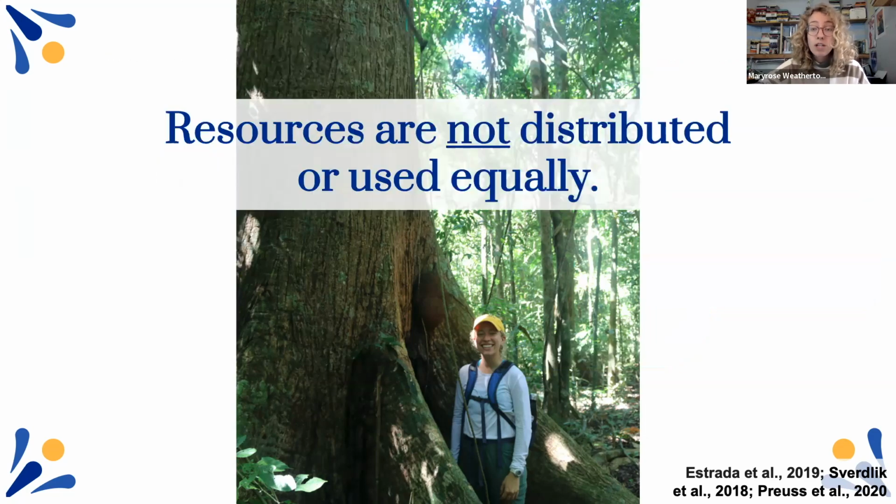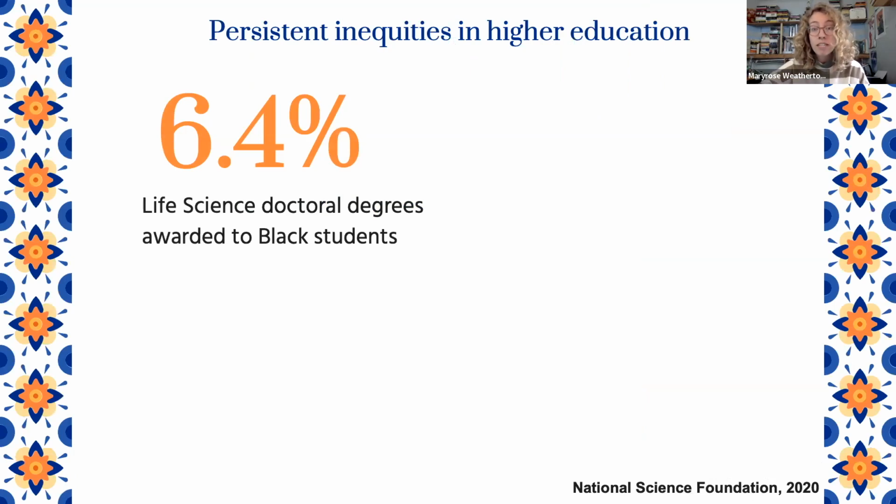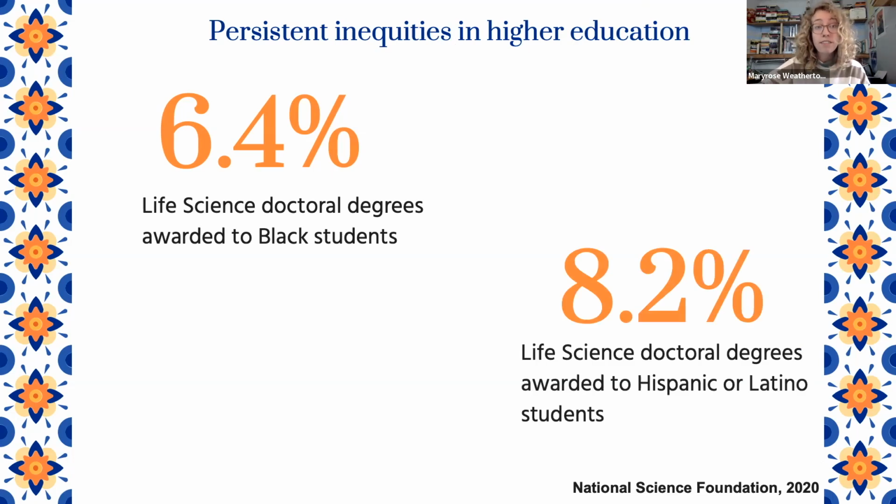This unequal distribution and use of resources may be related to the unequal success and persistence that we see within graduate programs. So, for example, within the life sciences specifically, in 2020, we know that only 6% of life science doctoral degrees were awarded to Black US citizens, who make up 13% of the United States population. Similarly, only 8% of life science doctoral degrees were awarded to Hispanic or Latino citizens, who make up 18% of the US population. So we're seeing a lot of these gaps between doctoral degree awards and the proportion of these people that make up the population. And that points to some sort of inequity that happens in the system.